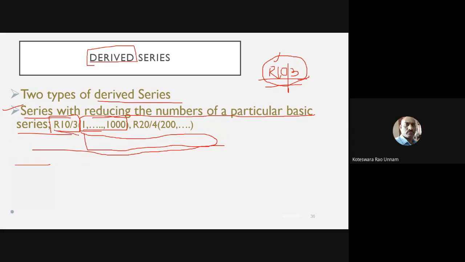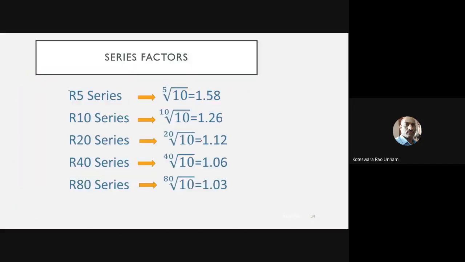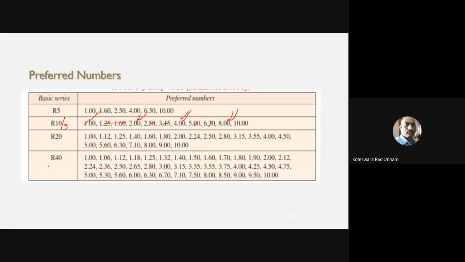Again, I'll use this kind of designation, R10 by 3. First I'll generate the standard or preferred numbers between 1 and 1000. How can I generate numbers between 1 and 1000? For R10, I have numbers only between 1 and 10. How can I generate the numbers between 1 and 1000? If you take any series, its series factor should be the same.